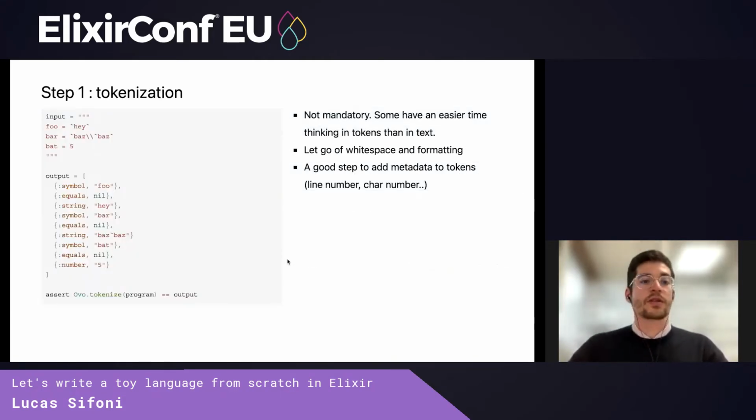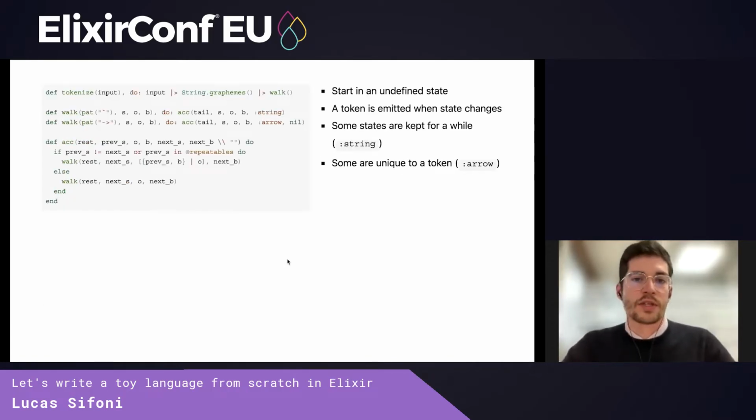So, tokenizing. You're not forced to do that. Some people like to parse text directly, but I work in a more straightforward way with tokens. So it's a step where I let go of white space and formatting. And if you were to go to proper error handling, you would add metadata to tokens like the line number or character numbers to inform the user about errors.